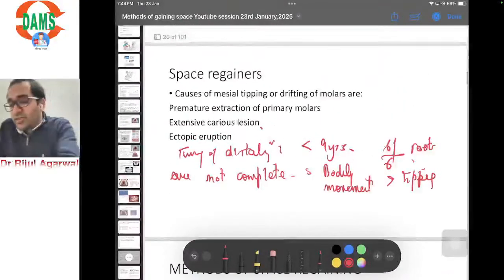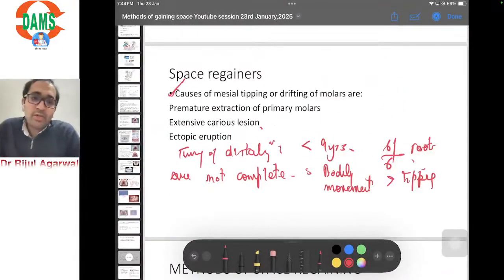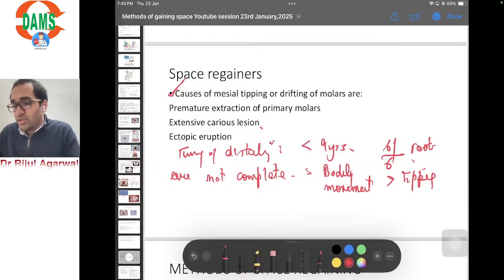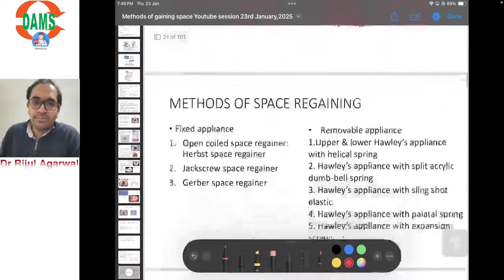These indications, these causes are very important because these causes become the indication for space regainers. In your exam they can give you an image based question in which there will be mesially tipped teeth with anterior carious teeth. In those cases you need to go for space regainers. That's why I have mentioned these points in a theoretical format.